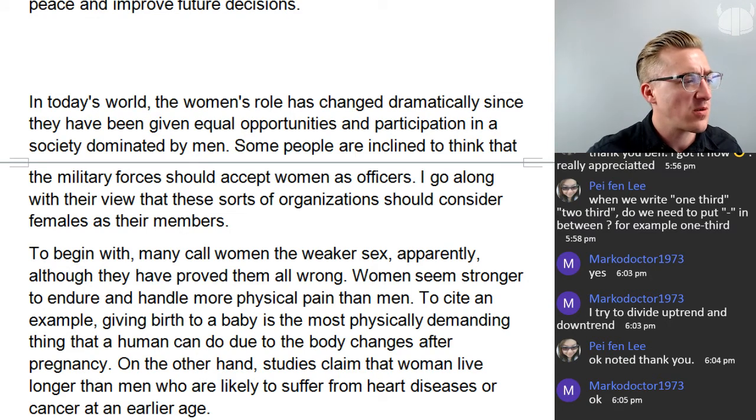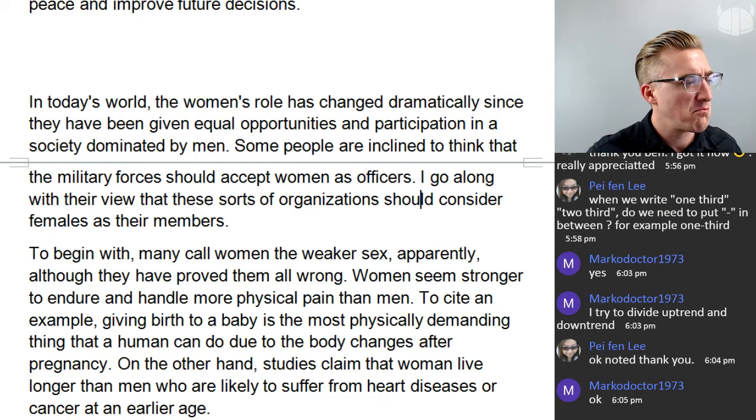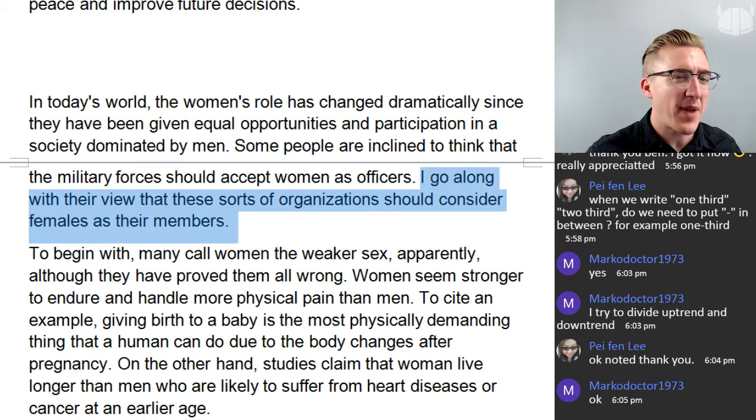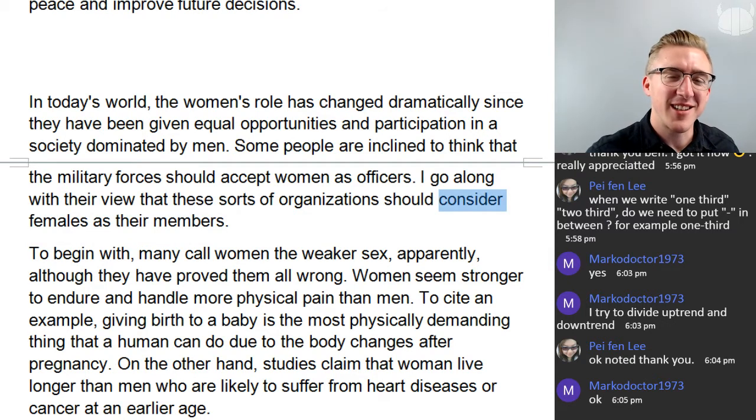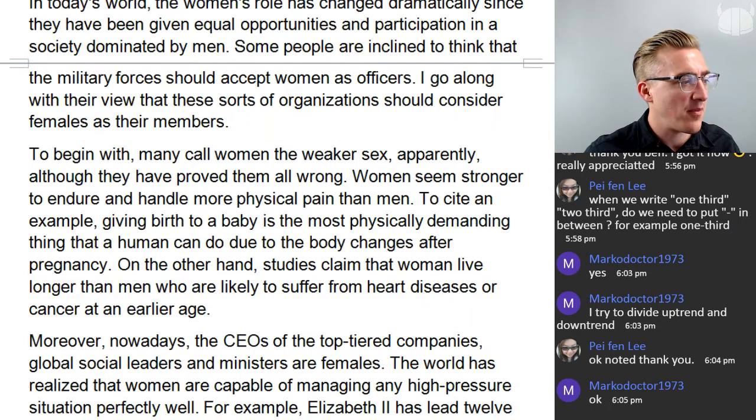In today's world, the role of women has changed dramatically. Okay, not bad here. Good setup, and yeah, not a bad thesis. The word consider makes it a little, it sounds a little weak. It's like, think, well, they should think about it. I think accept would be better. Yeah. To begin with, mini column.